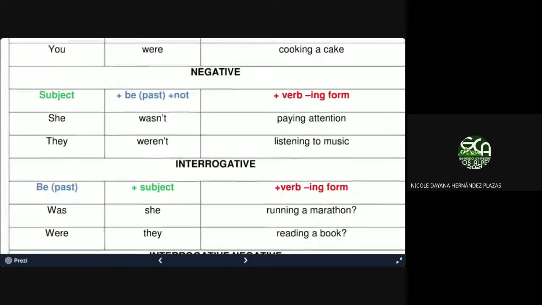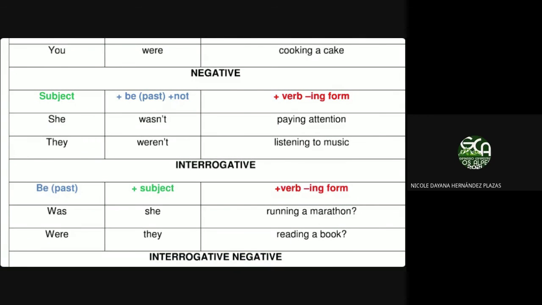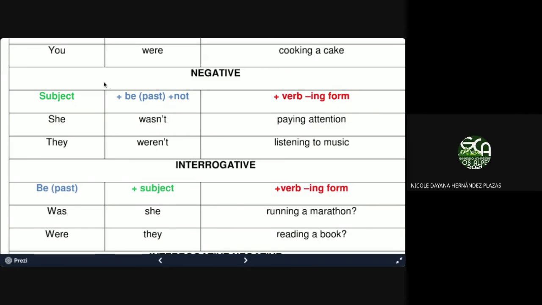And in interrogative, guys, the only thing you have to do as usual is change the order. Don't forget that. So instead of saying subject, verb to be, you are going to say verb to be, subject. And of course, the verb to be is going to be in past. So, verb to be in past, subject, verb with ing, and the question mark. So, was she running a marathon? Were they reading a book? And that's it. The most important thing here: verb to be plus verb with ing.